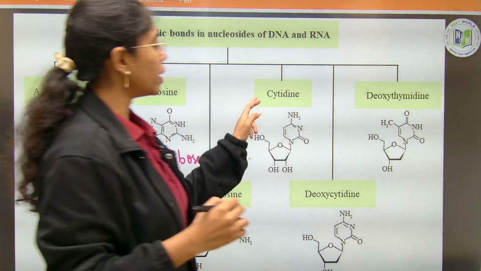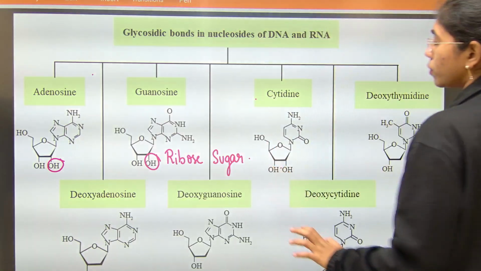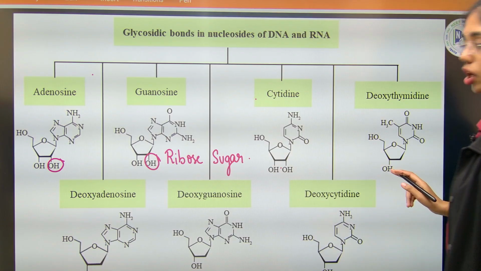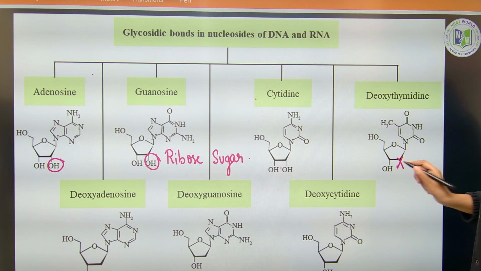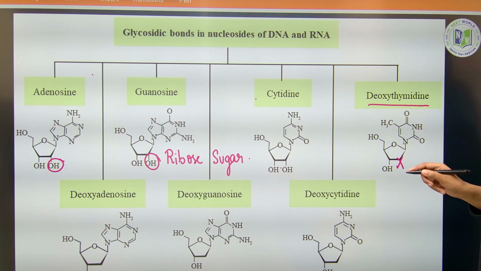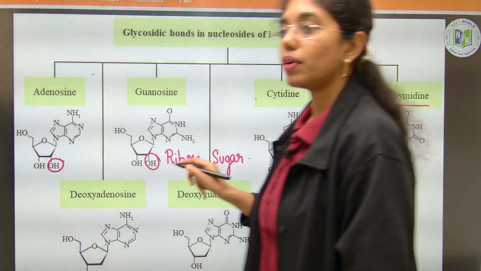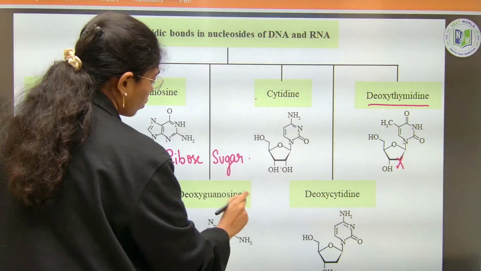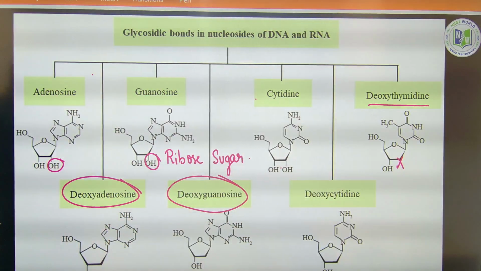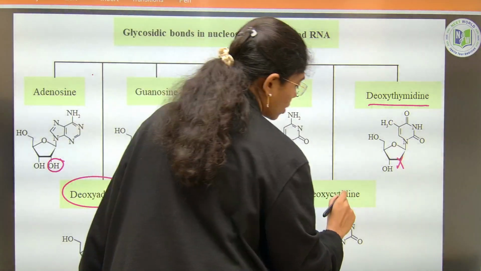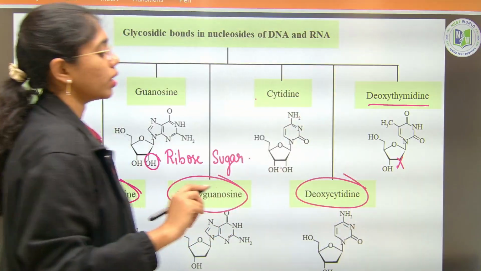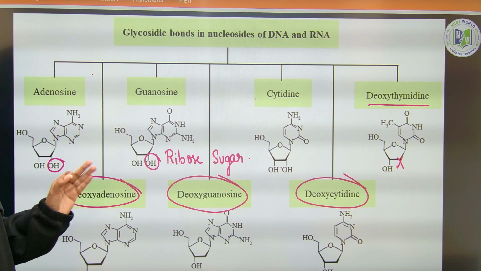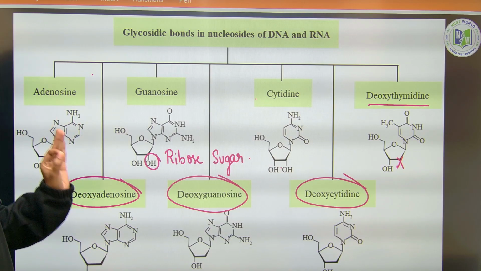Next, cytidine. Cytosine and ribose sugar is cytidine. Now it comes to thymine. Thymine along with deoxyribose sugar. At the second carbon there is no OH group. So this is deoxythymidine. Adenosine along with deoxyribose sugar, deoxyadenosine. Guanine along with deoxyribose sugar, deoxyguanosine. Cytosine along with deoxyribose sugar, deoxycytidine. The names are very important. We got them quite a few times in our exam. You should answer it clearly.